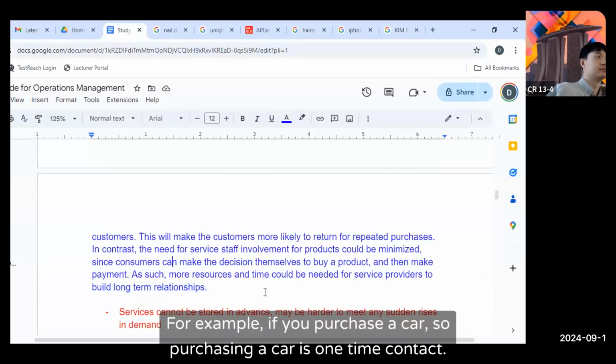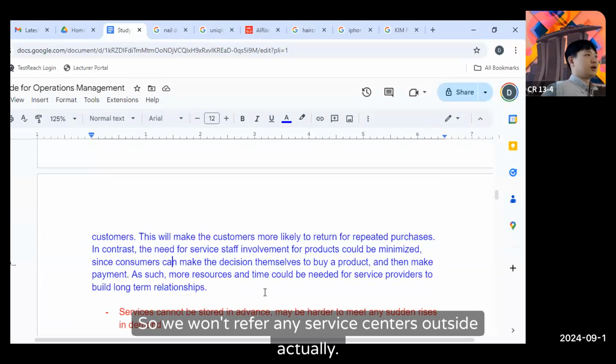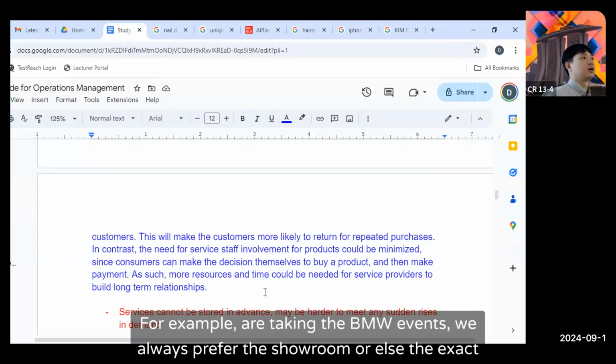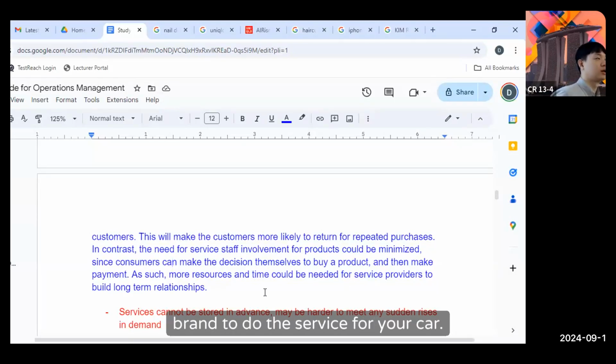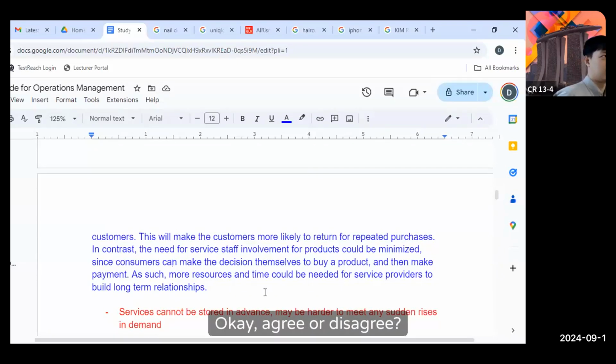For example, sir, if you purchase a car, purchasing a car is a one-time contact. Servicing the car is more frequent contact, once a year. You won't prefer any service centers outside. For example, if you're taking a BMW or Benz, you always prefer the showroom or the exact brand to do the service for your car. So this already comes under the long-term relationship with the people who are over there. Agree or disagree? Agree. Can you give an example?